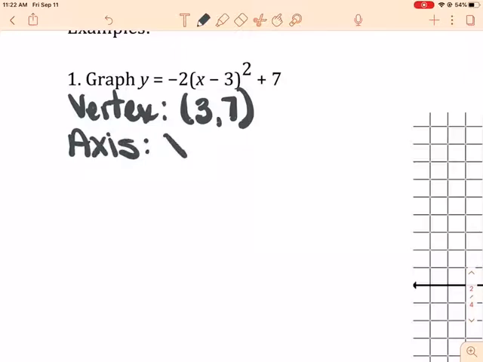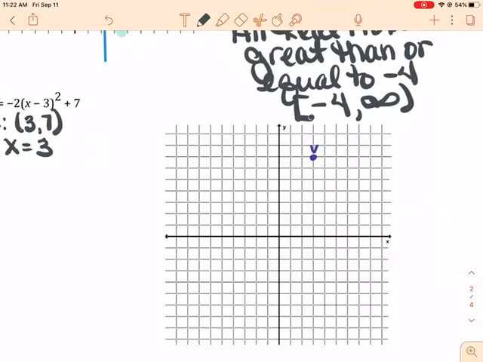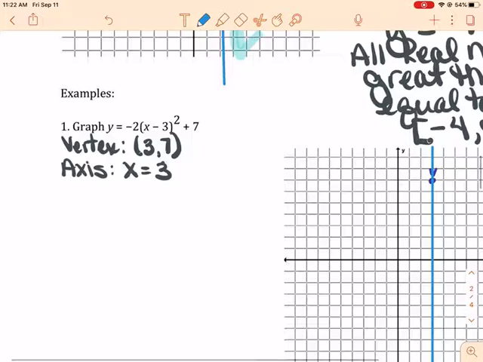Okay, so it's always the x coordinate. X equals 3. So I'm going to come over here. I always like to use colors. And we're going to draw a vertical line. It's always vertical, because otherwise it's not a function. Here's my axis of symmetry. All right, so now what we need to do is come up with a couple of points. Okay, so points.